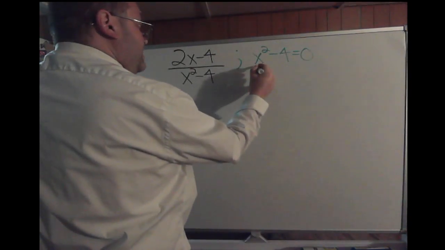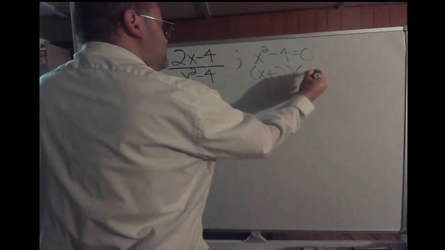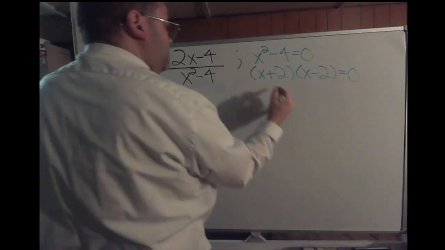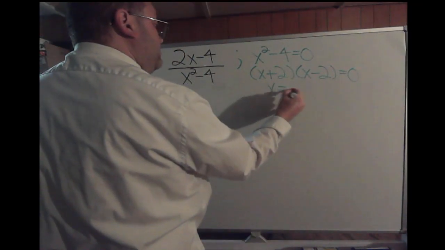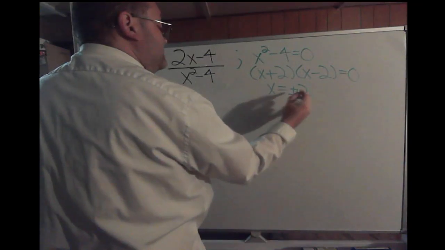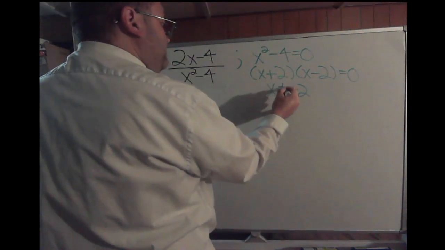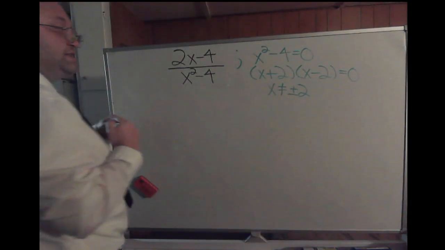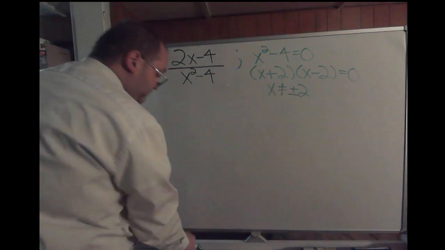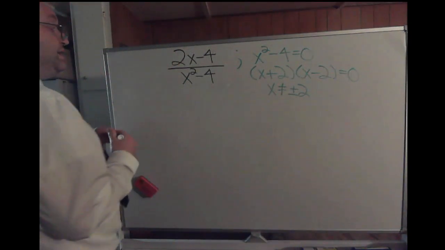You would factor that, you would get x plus 2 times the quantity of x minus 2 equal to 0. Well, x would be equal to negative 2 and would actually be plus or minus 2 because you'd have positive and negative 2 both. So that means x cannot equal either positive or negative 2 because that would give you a denominator of 0, which would make the expression undefined. So we don't want to do that.